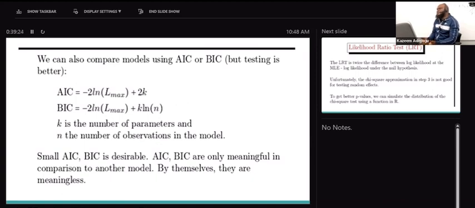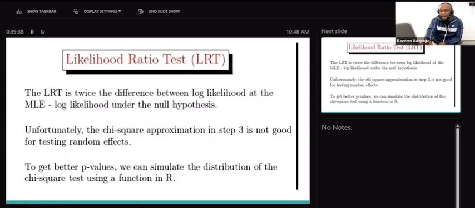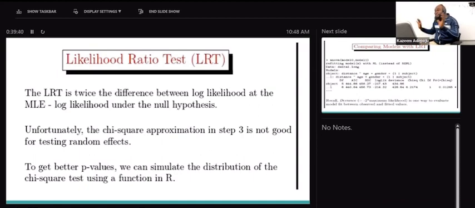I can talk about the AIC. Maybe I get the AIC for the first one, get the AIC for the second one. The one with the minimal AIC is a better model, or the one with the minimal BIC is a better model. Okay, but now take a look at it. We're using the likelihood ratio test.